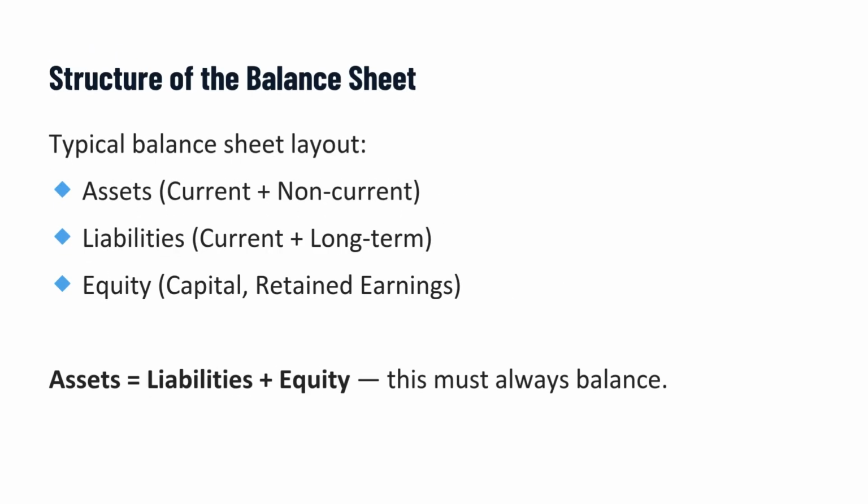Structure of the balance sheet. A standard balance sheet includes assets, current assets like cash and receivables, and non-current ones like equipment and property; liabilities, current liabilities such as accounts payable, and long-term obligations like loans; and equity, usually capital contributions and retained earnings. It's all based on the accounting equation, assets equals liabilities plus equity. This must always balance, otherwise something's been missed or misstated.